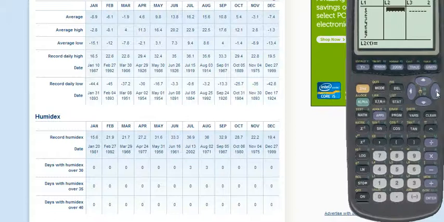Okay, L2, we're going to put in the temperatures. Okay, so negative 8.9, negative 6.1, and so on. 4.6, 9.8, 16.2, 15.6.